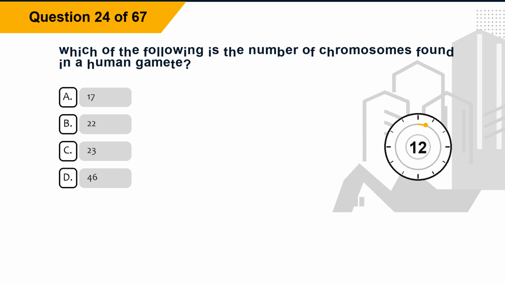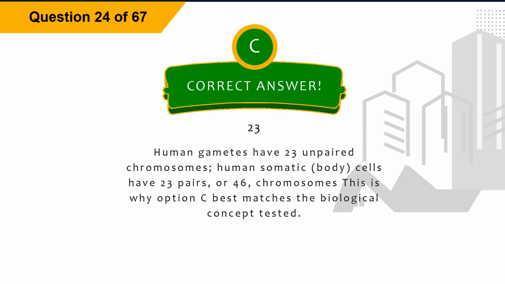Question 24. Which of the following is the number of chromosomes found in a human gamete? Option A, 17. Option B, 22. Option C, 23. Option D, 46. The correct answer is option C, 23. Explanation. Human gametes have 23 unpaired chromosomes, human somatic, body, cells have 23 pairs, or 46, chromosomes. This is why option C best matches the biological concept tested.